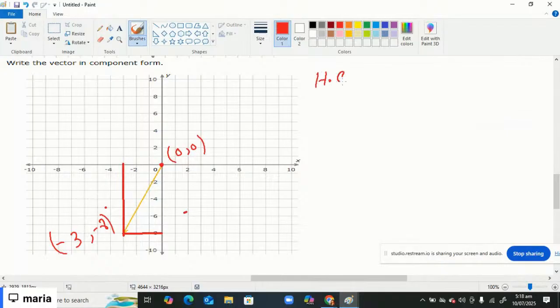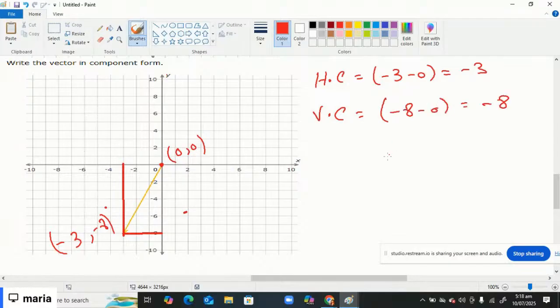So what is the horizontal change? Horizontal change is minus 3 minus 0, that is minus 3. What is the vertical change? Minus 8 minus 0, which is equal to minus 8. So that is minus 3 and minus 8.